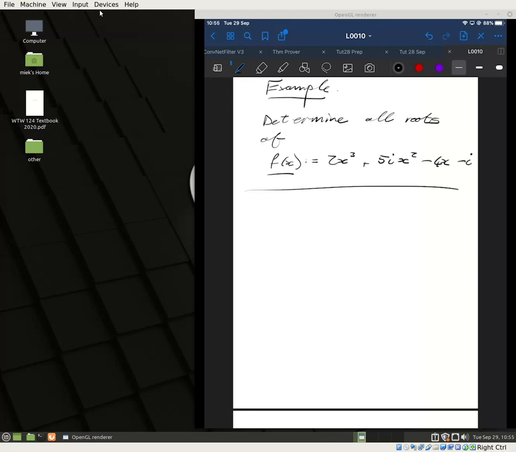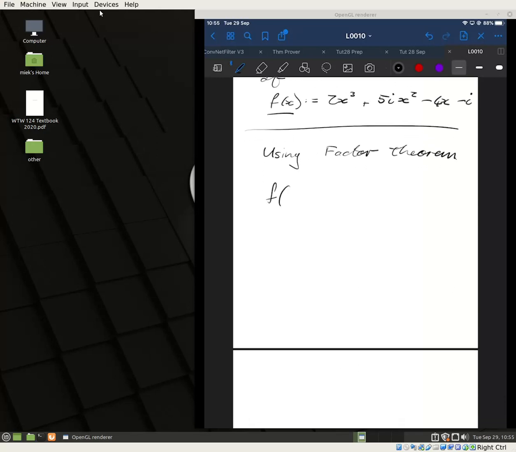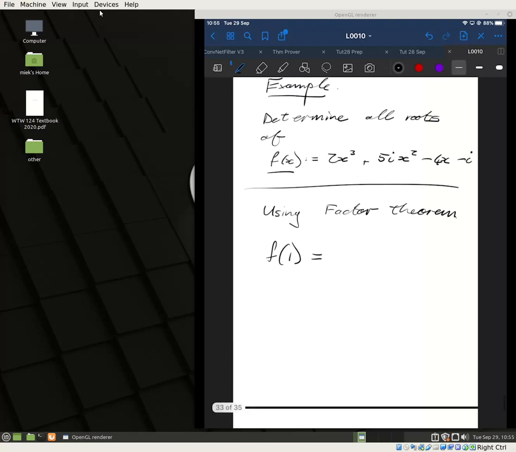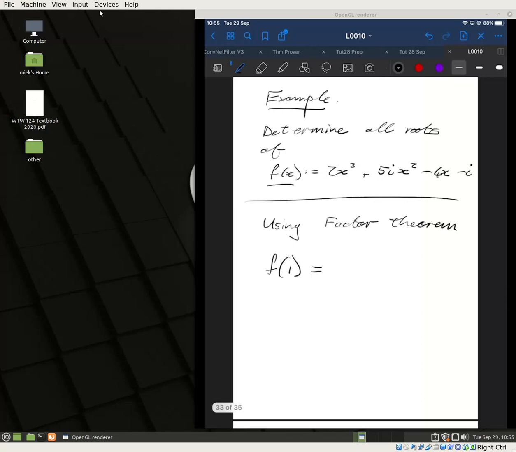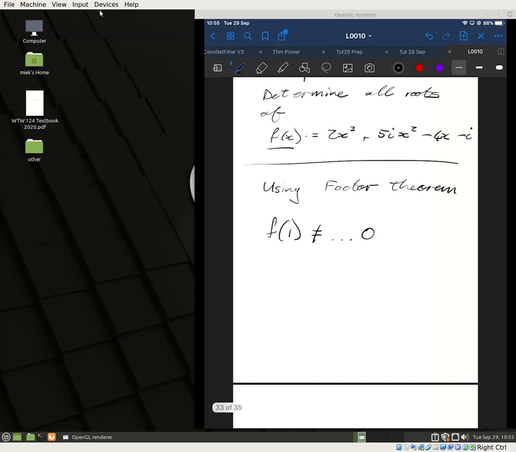So using the factor theorem, let's start guessing roots. For example, we can guess that 1 is a root, and if you work that out, that is not equal to 0, so 1 is not a root. And you can try -1, and you will see that is also not equal to 0, so -1 is also not a root.